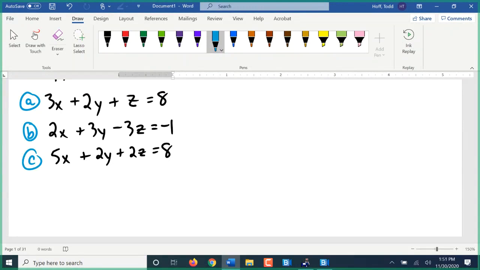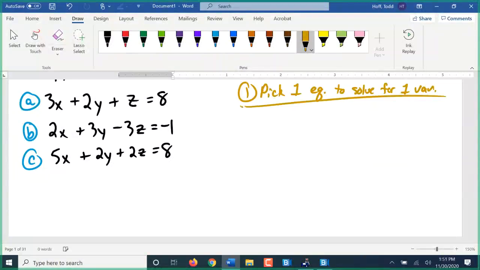Remember our first step, step 1: pick one equation to solve for one variable. And here there's an obvious one for that. Equation A solved for z. It's the only variable in this whole system that doesn't have a coefficient on it, which means we don't have to divide by anything when we solve for it. So that'll be an easy one to solve for.